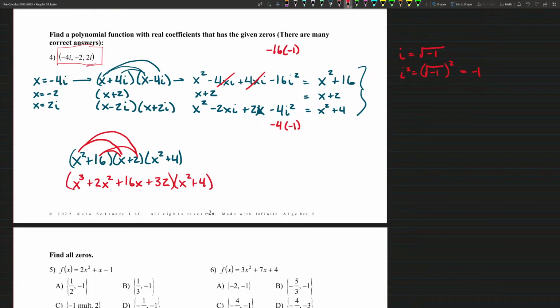And then we have one more of those things to go. x cubed times x squared, that's x to the 5th. x cubed times 4 is 4x cubed. 2x squared times x squared is 2x to the 4th. 2x squared times 4, that's plus 8x squared. 16x times x squared, that's 16x cubed. 16 times 4, that's 64.